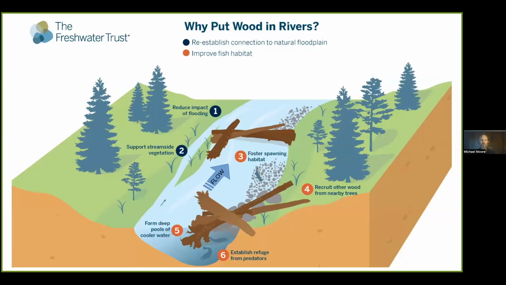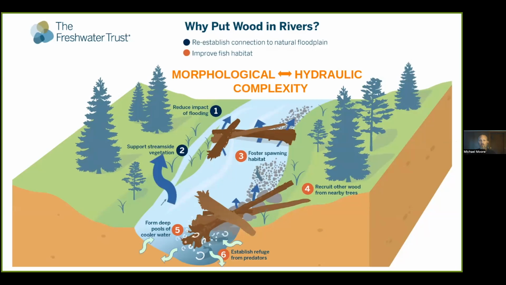So why put wood in rivers? This is a fantastic graphic from the Freshwater Trust that displays a lot of elements that we've already heard about: complexity, reconnecting the stream to the floodplain, creating pools and spatial contexts for habitat, sorting sediments. And all of that comes down to this complexity that has been brought up over and over in the past couple talks: the interaction of hydraulic and morphological complexity.